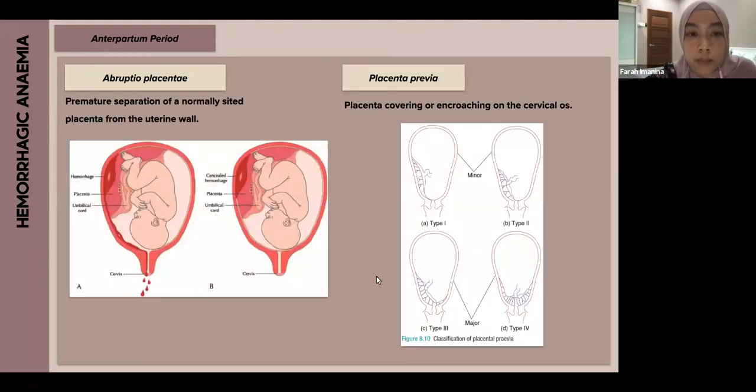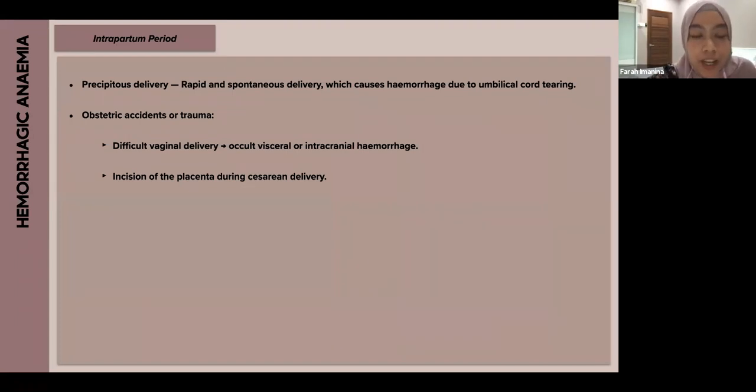Another possible cause is antepartum hemorrhage, for example, abruption placenta or placenta previa. I'm sure you know. Then in the intrapartum period, what may occur? For example, in precipitous delivery, like rapid and spontaneous delivery, which may cause umbilical cord tearing, causing hemorrhage. Or in difficult vaginal delivery, for example, delivery of a macrosomic baby, which may result in occult visceral or intracranial hemorrhage, or maybe accidental incision of the placenta during C-section, causing hemorrhage.